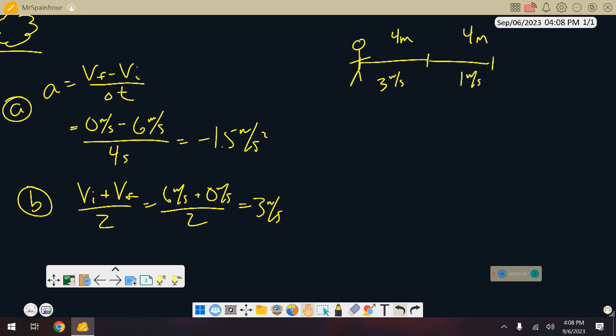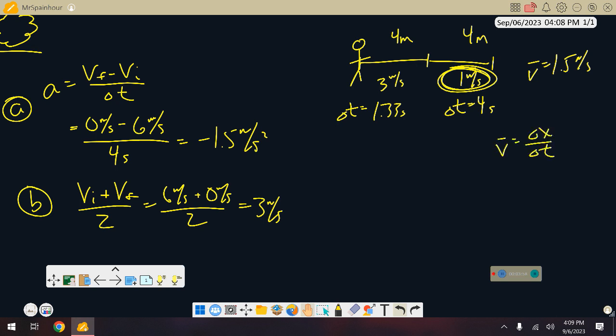Ultimately, you end up finding that the average is not 3 plus 1 divided by 2 to get 2, but the average in this case is actually 1.5 meters per second. We talked about this in class, and the idea is that since this one over here takes longer, 4 seconds as opposed to 1.33 seconds on the first segment, there's more of this velocity than there is of the 3, which is why the average is lower, and why you need to, once again, use this equation right here to get a good distribution.